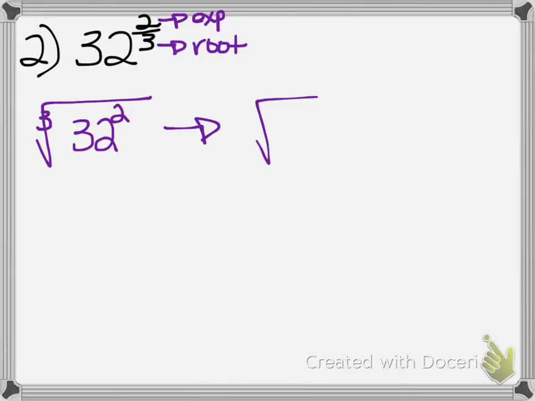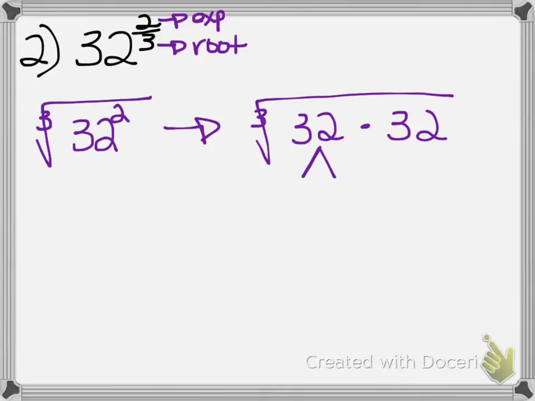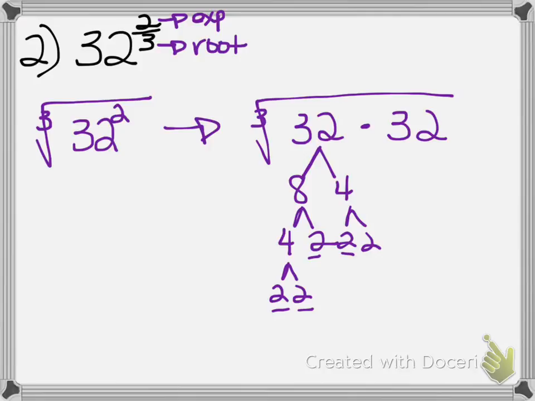So what I'm actually going to do is I have the cube root, and I'm going to write out 32 times 32, because 32 squared is just 32 times 32. Now what I'm going to do is the prime factorization. So 32, I can do 8 and 4, I can do 4 and 2, I can do 2 and 2, I can do 2 and 2 here. So I have 1, 2, 3, 4, 5 2's. So just from that 32, I have 5 2's. From this 32, I know I'm going to have 5 2's. I don't need to redo what I just did here. I figured it out, so then I'm just going to list what I've got.